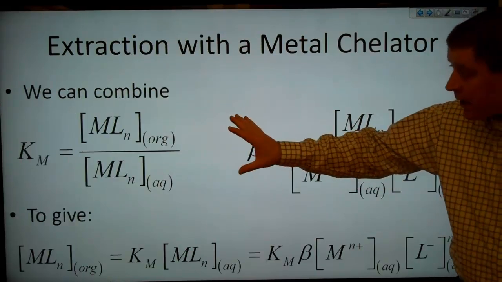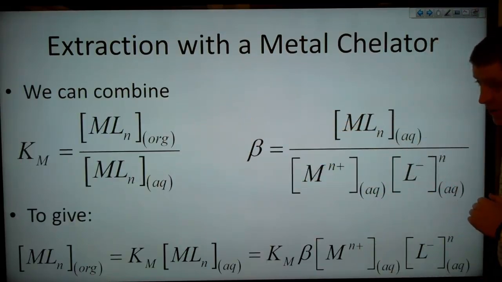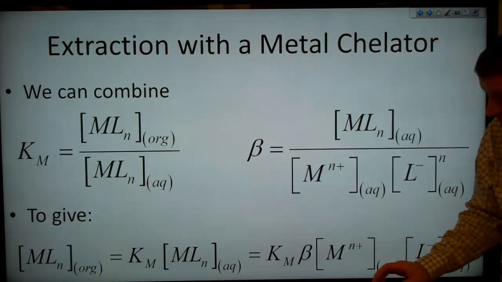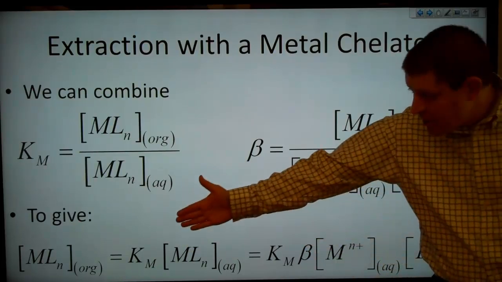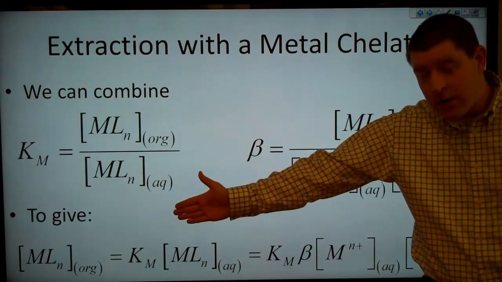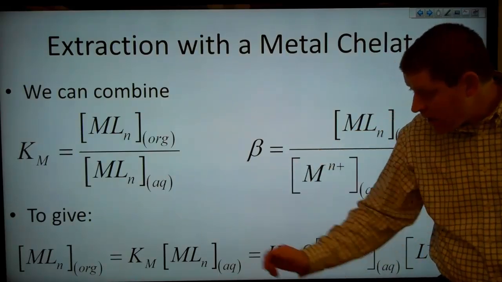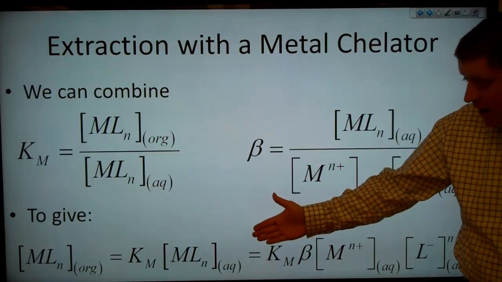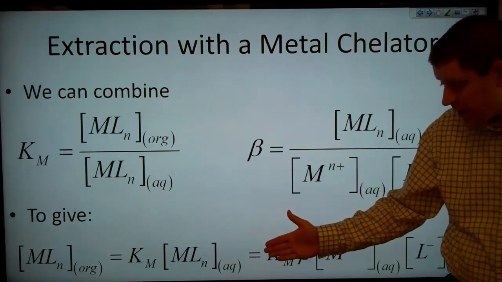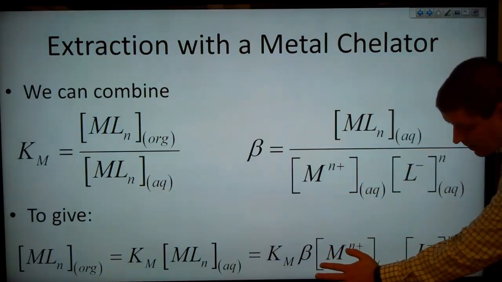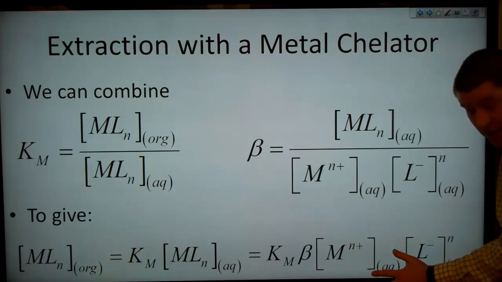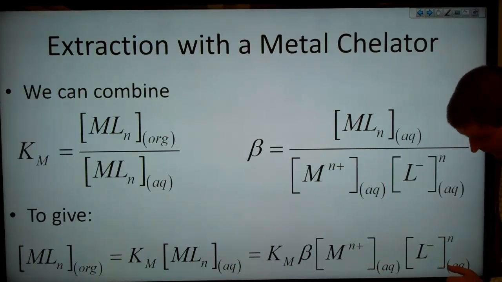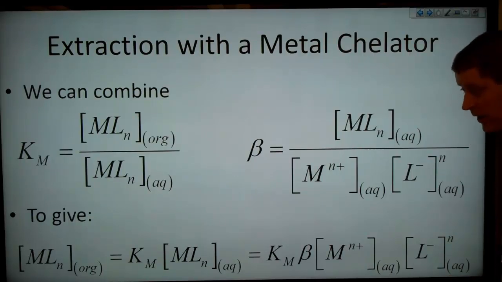So we can then combine these two equations to give us this equation down here, where we have the concentration of our metal ligand complex in the organic phase is equal to K sub M times the concentration of our metal ligand complex in the aqueous phase, which is equal to K sub M times beta times the concentration of our metal ion in the aqueous phase times the concentration of our ligand in the aqueous phase.